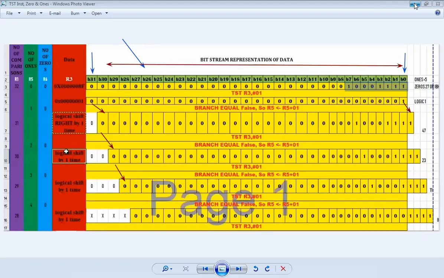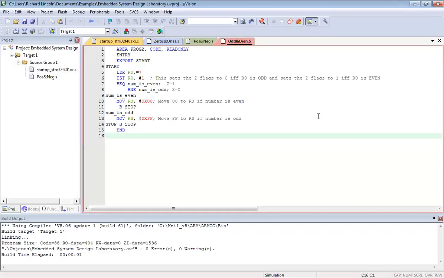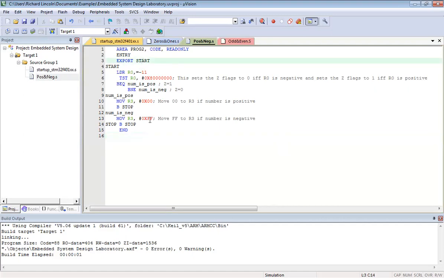Let us get back to our program now. First we will look into positive and negative, since I already have it here. As usual, the initial part we are going to declare: the area, code, read only, entry, export, start. All this labeling is done, and then I'm loading R0 with a value here.